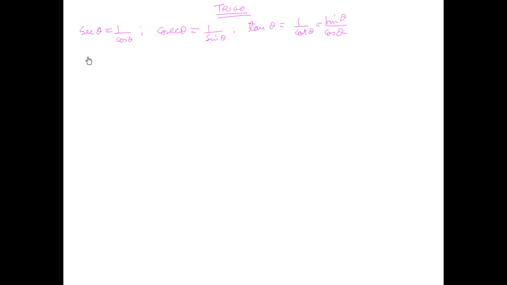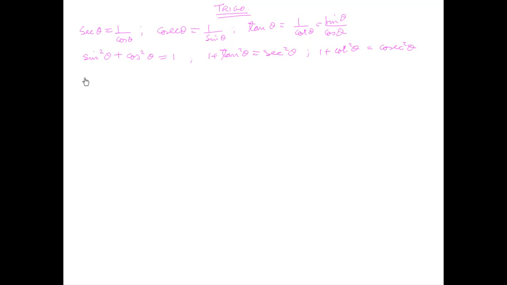if we work backwards. Also, identities, children, we should remember by heart: sine squared theta plus cos squared theta is equal to 1. 1 plus tan squared theta is equal to sec squared theta, and 1 plus cot squared theta is equal to cosec squared theta.